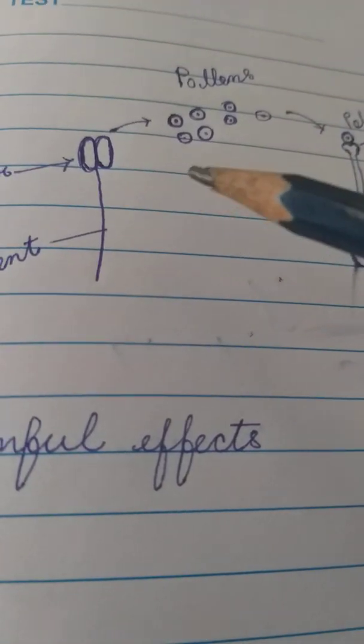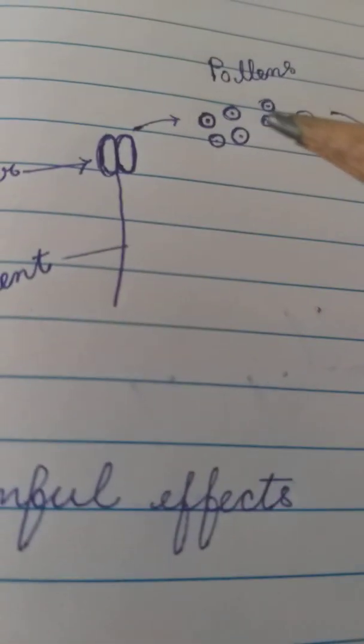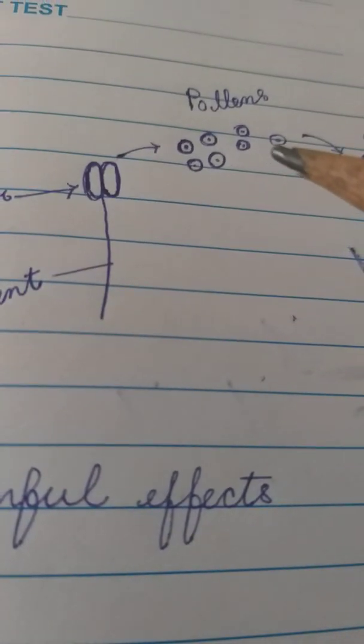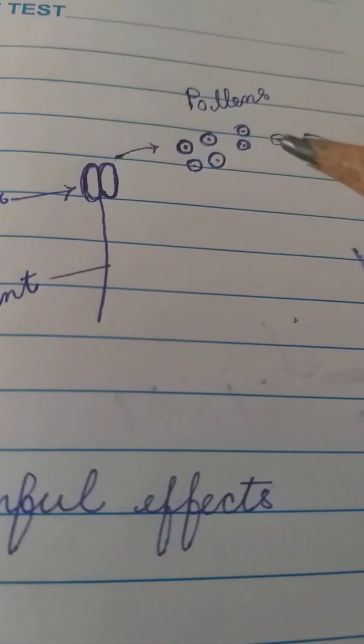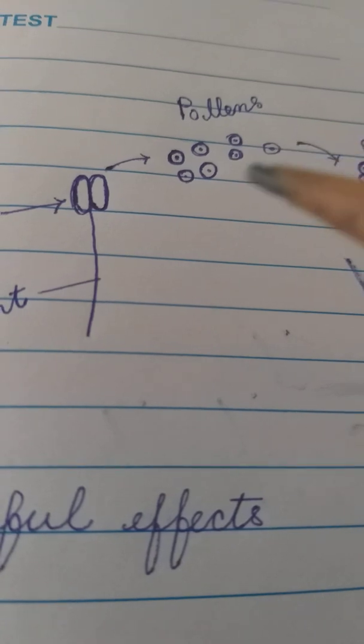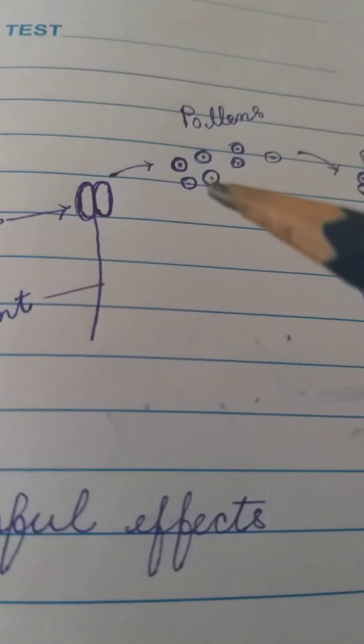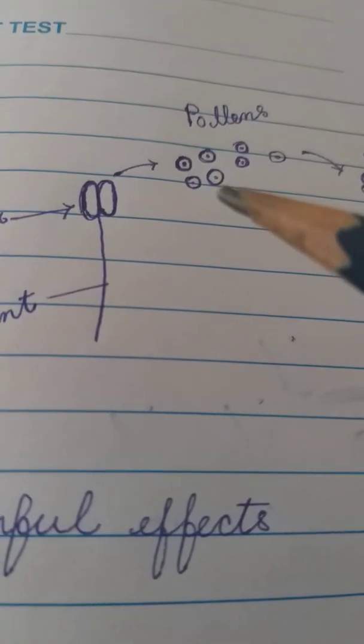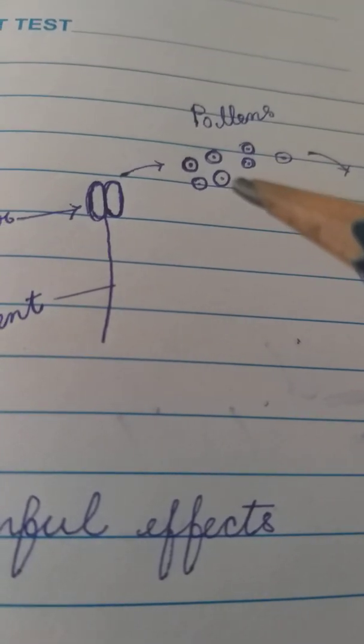The pollen grains represent male gametophyte in all flowering plants. Please remember, this is a very important point. The pollen grains represent male gametophyte in the flowering plants.